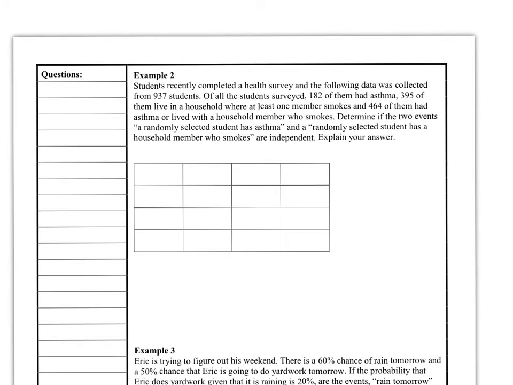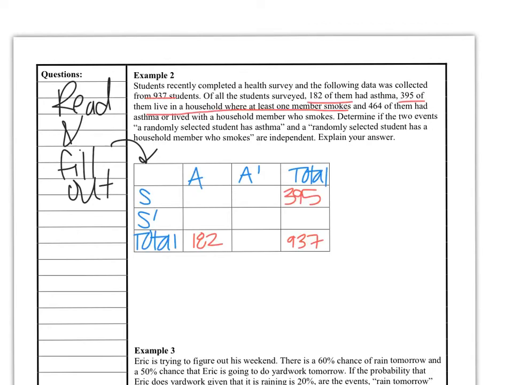All right, so example 2, go ahead and take a minute to read this and start filling out your table. Okay, so maybe you got to this point and you're a little stuck. So I've got asthma versus not asthma along the top, smoker household versus non-smoker household on the bottom, and I was able to fill out the first three numbers. But then I'm seeing this part here.